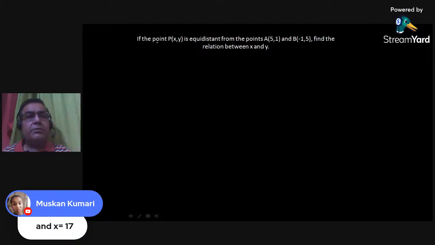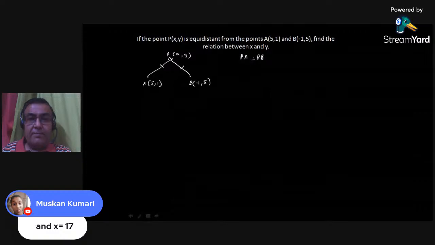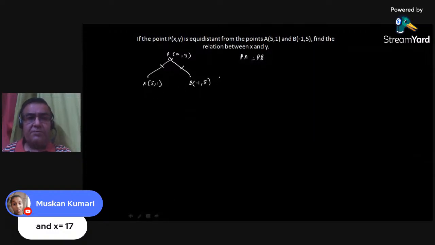Okay, so if the point P, so let me take P, which has the coordinates x comma y, is equidistant from the points A and B. So let me say this is A and this is B, which have the coordinates of 5 comma 1 and minus 1 comma 5, and it is equidistant, so that means PA is equal to PB, and we have to find the relationship between x and y.